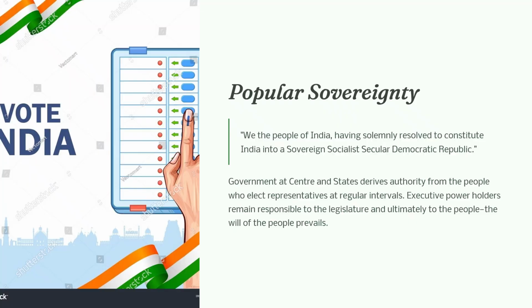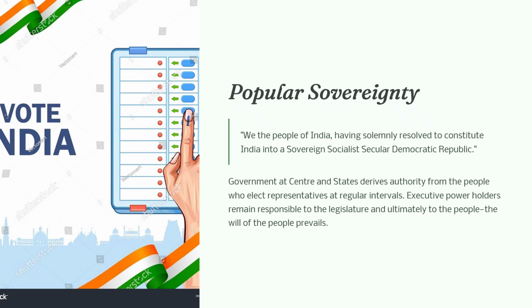The third feature is popular sovereignty. As you know, the constitution proclaims the sovereignty of the people in its opening words. The preamble begins with the words, "We, the people of India, having solemnly resolved to constitute India into a sovereign, socialist, secular, democratic republic." As a result, the governments at the center and in the states derive their authority from the people, who choose their representatives for parliament and state legislatures at regular intervals.